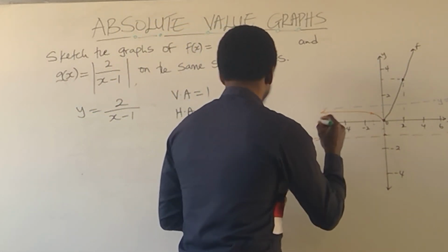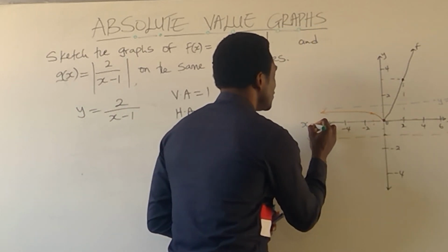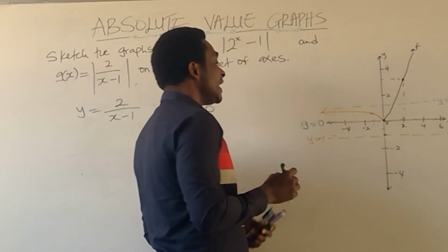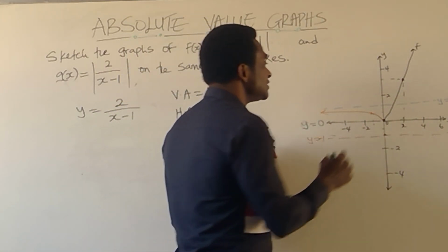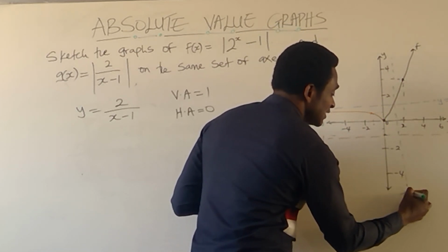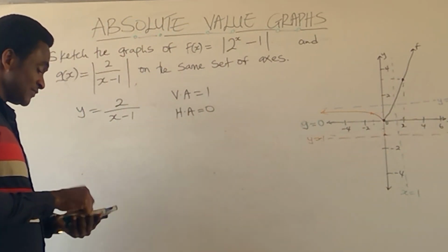Our horizontal asymptote is at y equals 0, and our vertical asymptote is at x equals 1. Now let's sketch our graphs.